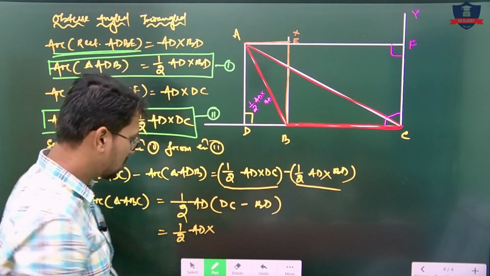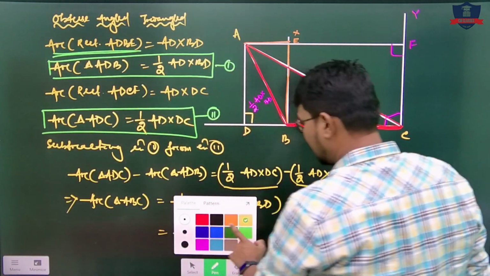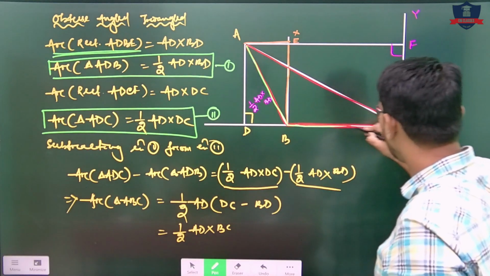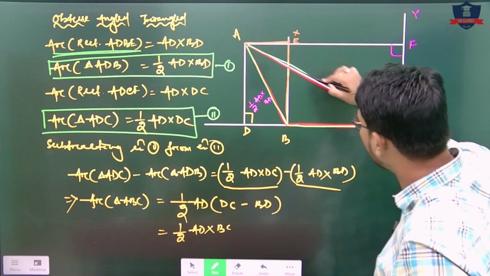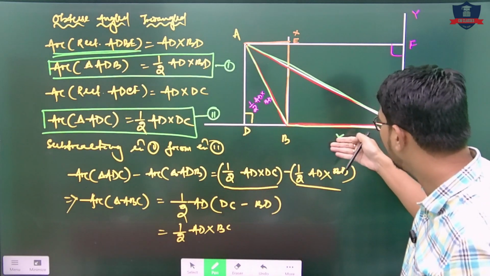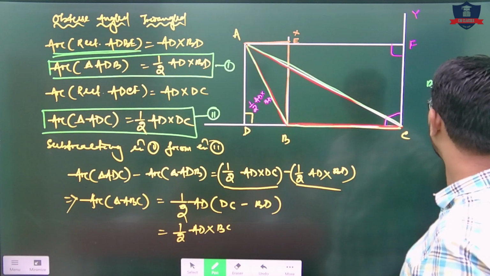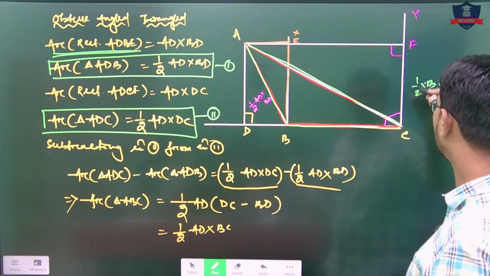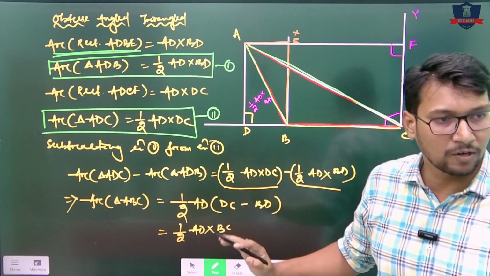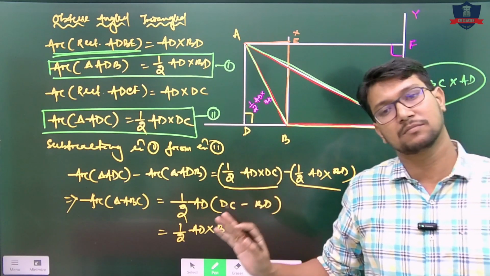Is that clear? So check BC, which triangle? This triangle ABC. In triangle ABC the area should be what? Half into base into height. Base is BC. Height is AD. So we should multiply also by half. We have shown half into base into height, or not? Tell me. So this is also satisfying half into base into height.